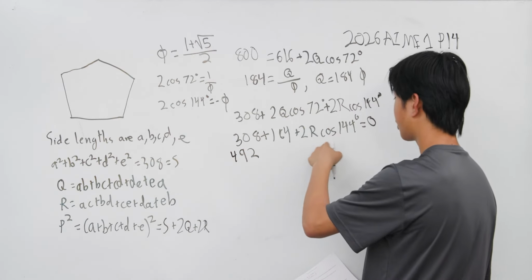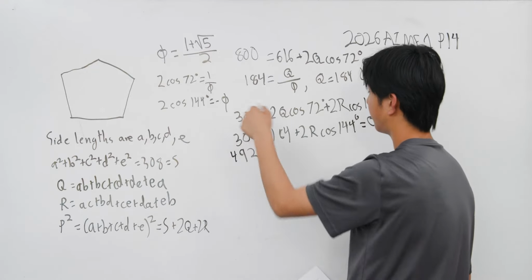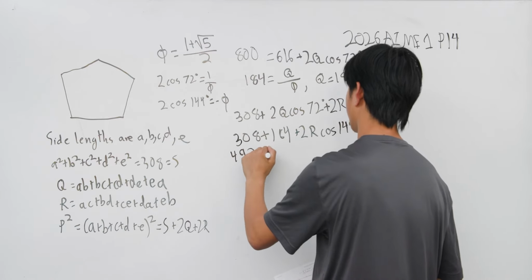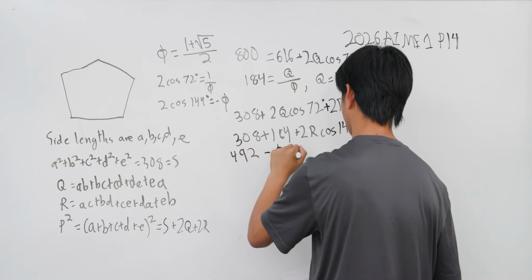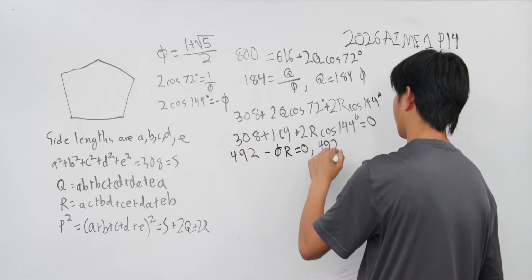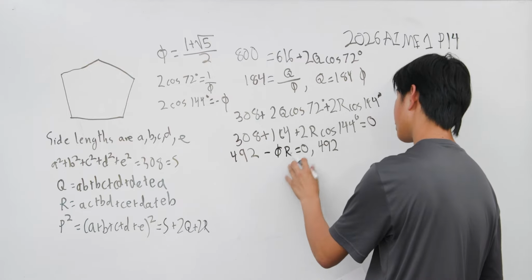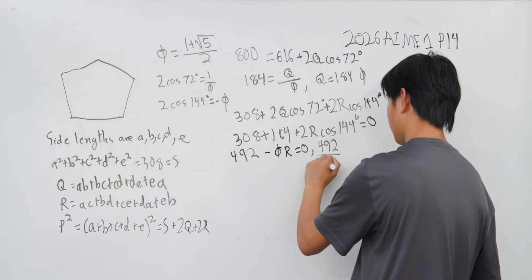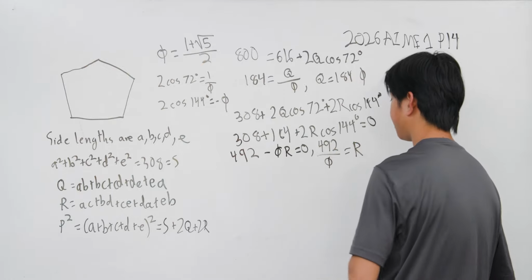And then since 2 cosine 144 is negative phi, this becomes minus phi times r equals 0. And then 492 is equal to phi times r. So we divide by phi to find r. This is equal to r.